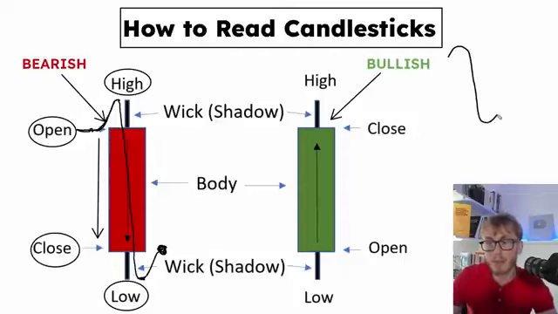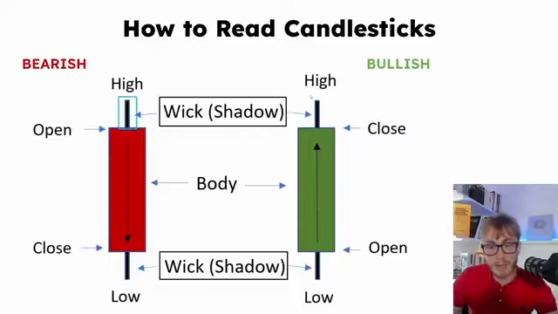But we have a few important concepts we also need to learn about. The first concept is what we call a wick or a shadow. You can see that we can have these at the top, or at the top and the bottom. The wicks and the shadows are simply these small lines right here that are either above or below the candles. And these small lines show us the highest and lowest point of the period, or in other words, the time frame.